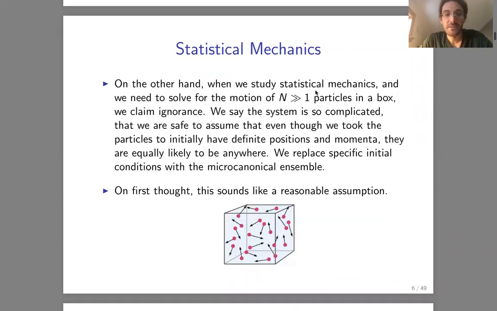On the other hand, when we study statistical mechanics and we need to solve for the motion of a large number of particles in a box, we immediately claim ignorance. What we do is say that the system is so complicated that we're safe to assume that even if we took the particles to initially have definite position and momentum, they're equally likely to be anywhere. And so we replace our very specific initial conditions with the microcanonical ensemble. That's how we proceed in statistical mechanics, and on first thought, this sounds like a reasonable assumption.